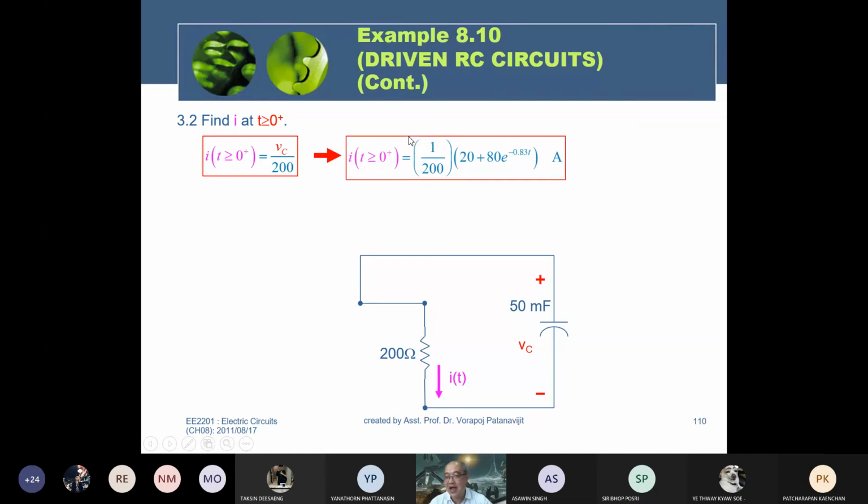The key for an RL, RC, or RLC circuit is you must determine the key parameter first. For an RL circuit, you must determine IL, the inductor current. For an RC circuit, you must determine the capacitor voltage, and derive everything from that parameter. Therefore, if you determine VC wrong, the rest is gone. Everything that you do after that is lost in vain. Now, the current flowing in the 200 ohm equals 0.1 plus 0.4 e to the power minus 8t.